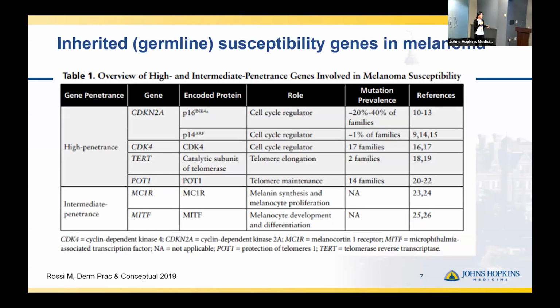Within inherited susceptibility genes, there are multiple, and we won't go over all of them, but they're classified into what's called high penetrance versus intermediate penetrance. High penetrance means that if somebody has this inherited gene, then it's likely that they will develop melanoma at some point in their lifetime. Whereas intermediate or low penetrance genes are an inherited gene, but that doesn't increase the likelihood of getting melanoma by much.